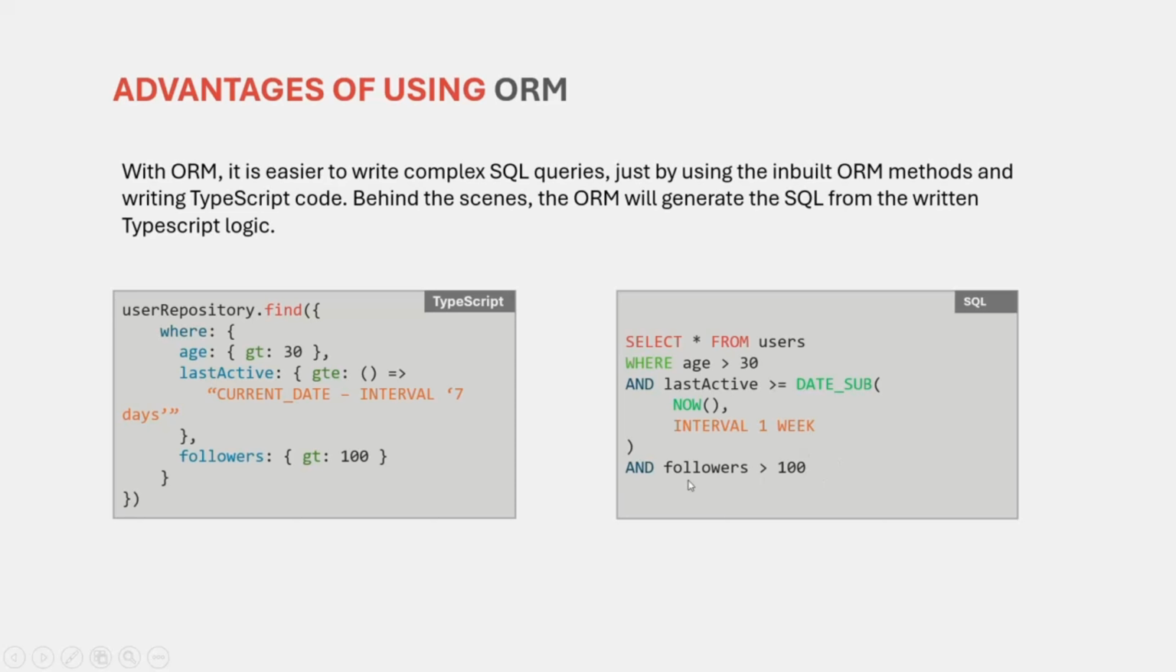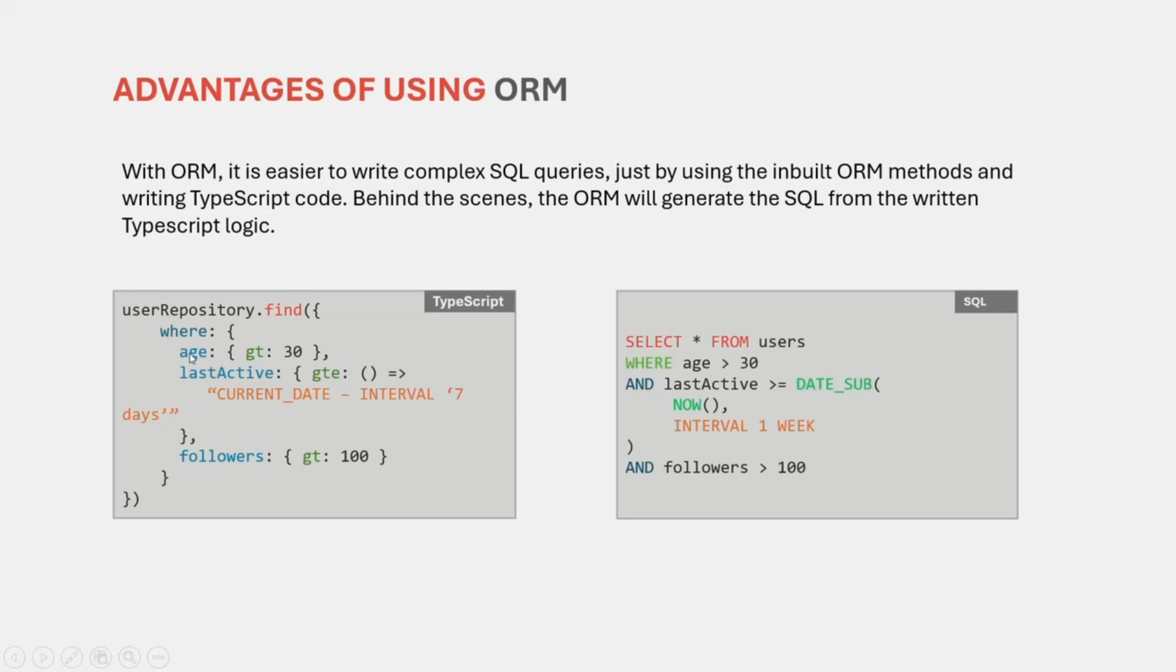So if you want to write such complex queries, for that also you can simply write some TypeScript code, as you can see here. So again, since we want to find a user we are calling this find method on the user repository. And there we are passing an object. In there we are specifying this where keyword, and to that also we are passing an object, and in that object we are writing our condition.